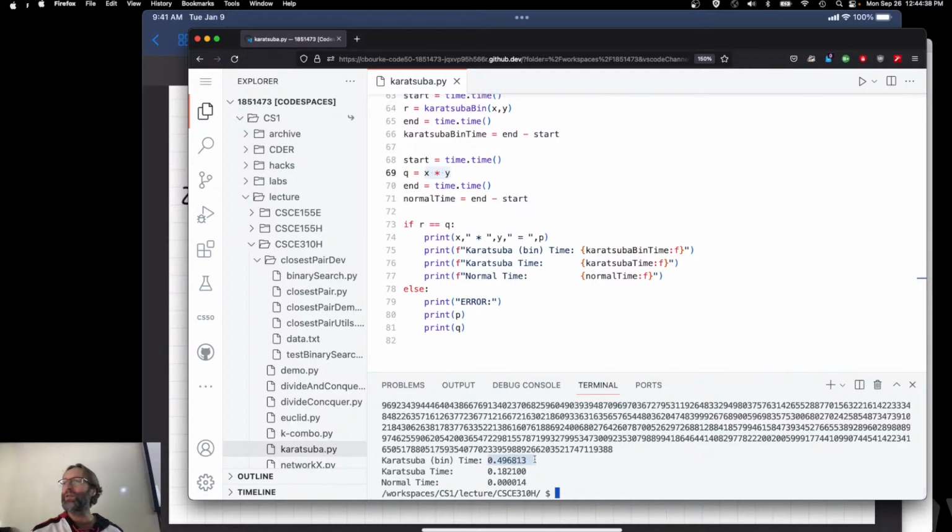That's going to take way too long. Here's my Karatsuba base 10 multiplication. You can see that it's taking tens of thousands of times longer than just the native multiplication. Why? Because it's written in C, right?